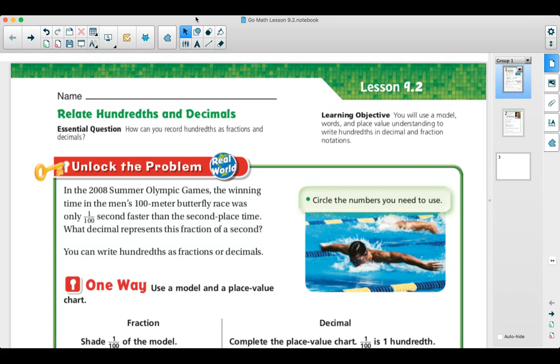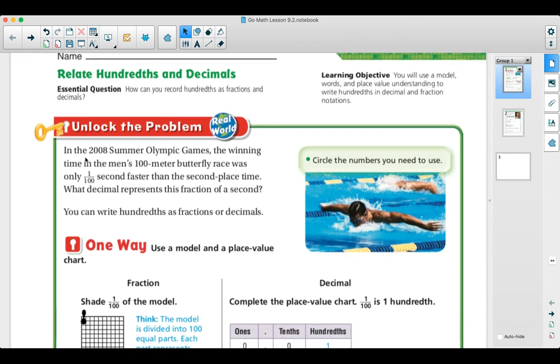Okay. Relate hundredths and decimals. Our essential question is, how can you record hundredths as fractions and decimals? Yesterday we worked on recording tenths as fractions and decimals, and now you can also record hundredths as fractions and decimals. Unlock the problem. In the 2001 Summer Olympics, the winning time in the men's 100-meter butterfly race was only 1/100th of a second faster than the second place time.